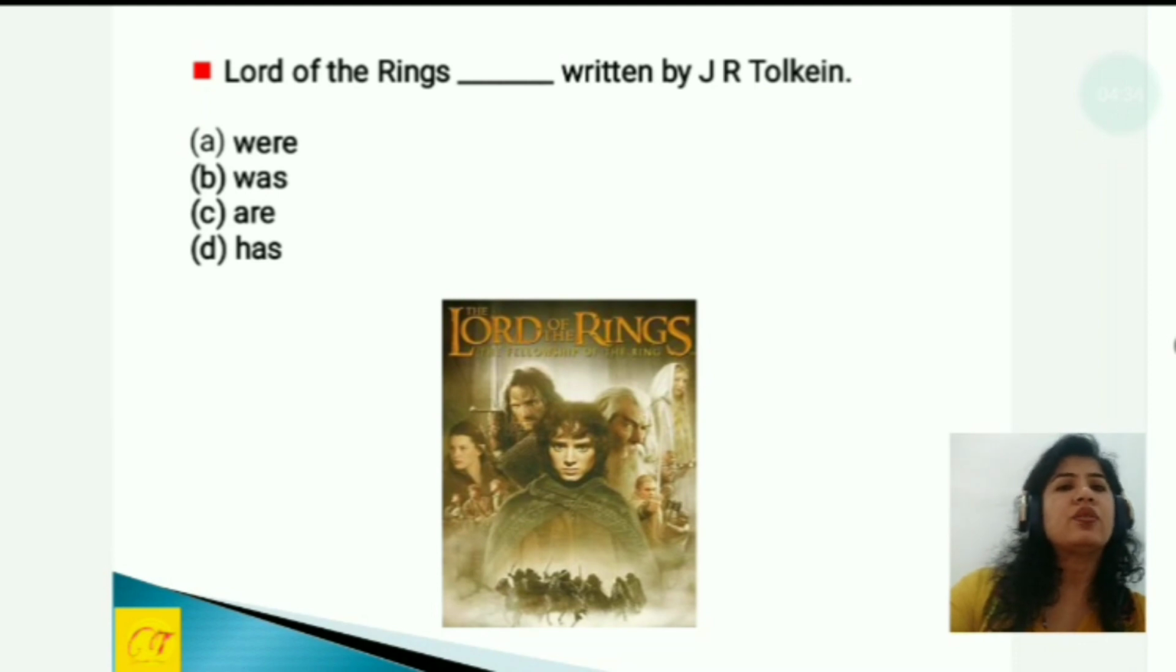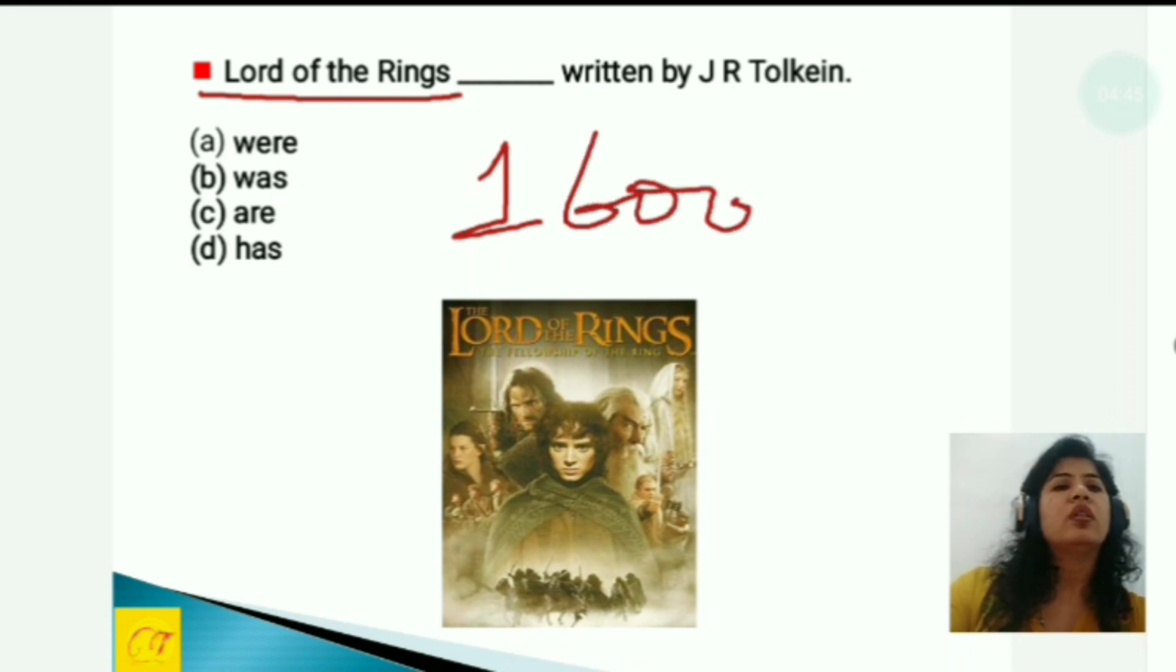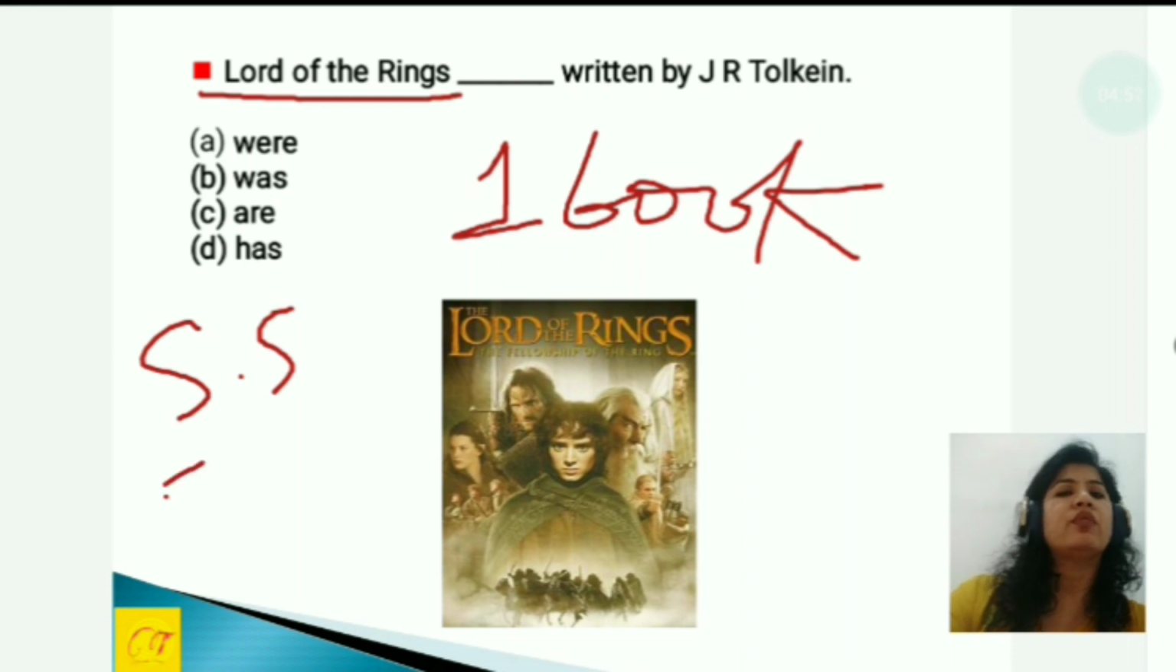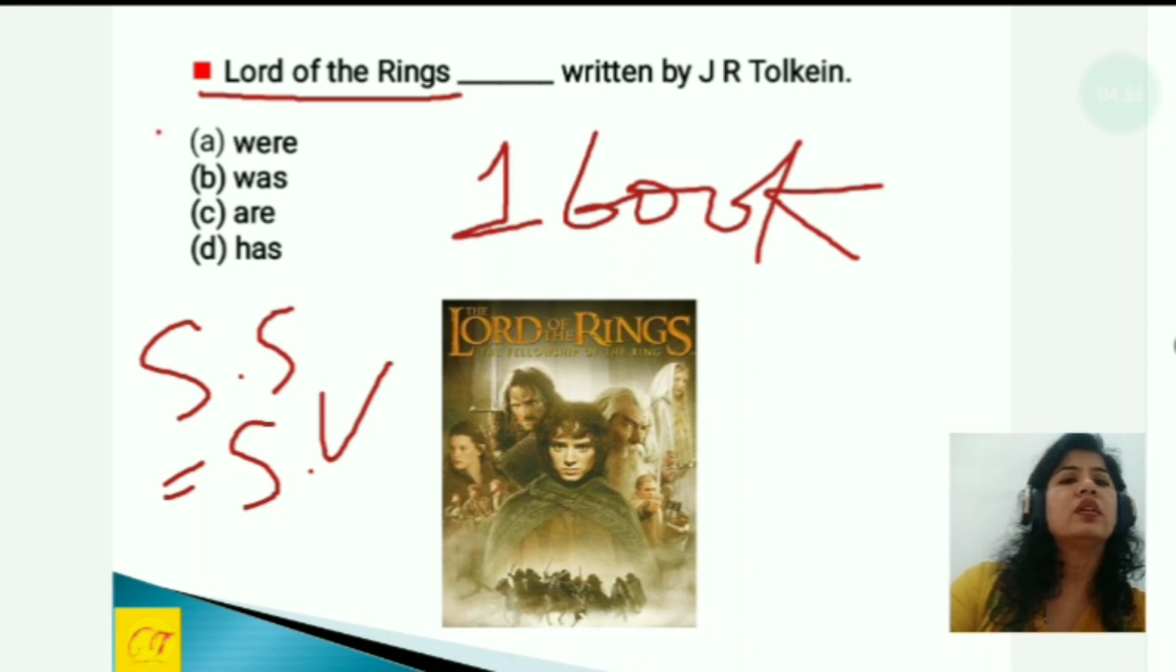Let's do this MCQ. Lord of the Rings blank written by J.R. Tolkien. Here Lord of the Rings is the name of one book, right? It makes it a singular subject. That's why we would use singular verb. Let's look at it. Lord of the Rings.